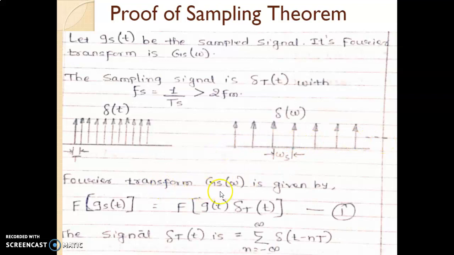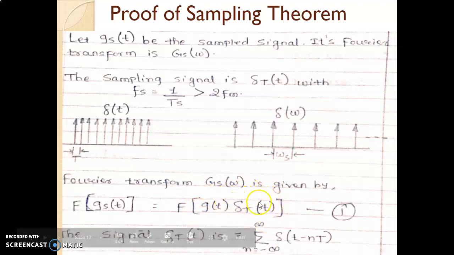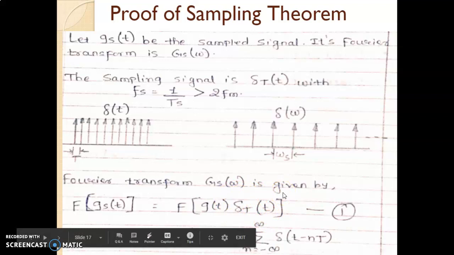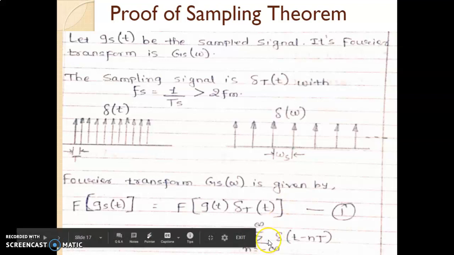The Fourier transform of gs of t is equal to the Fourier transform of g of t, our original signal, multiplied by the impulse train. The impulse train delta T of t we have defined as the summation from n equal to minus infinity to infinity of delta of t minus n times capital T. If we substitute n equal to 0, we get t minus capital T. If we substitute n equal to minus 1, we get t plus T.